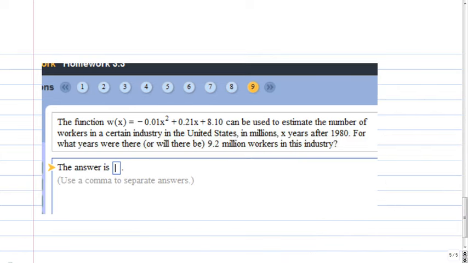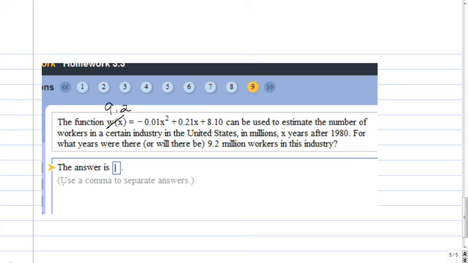Okay, and let's look at one last problem. This function can be used to estimate the number of workers in a certain industry in the United States, in millions, x years after 1980. For what years were there or will there be 9.2 million workers in this industry? What this is asking us to do is replace this W of x with 9.2.